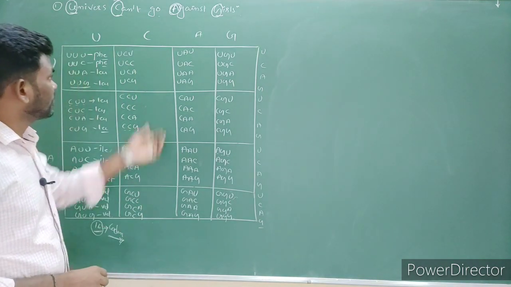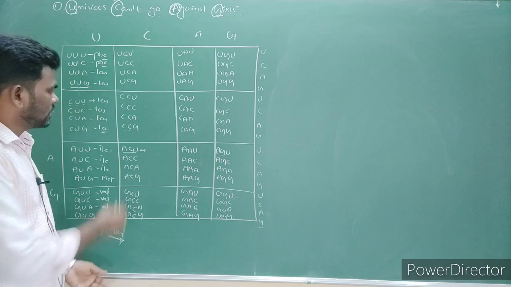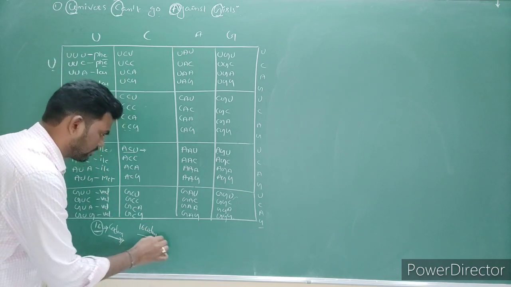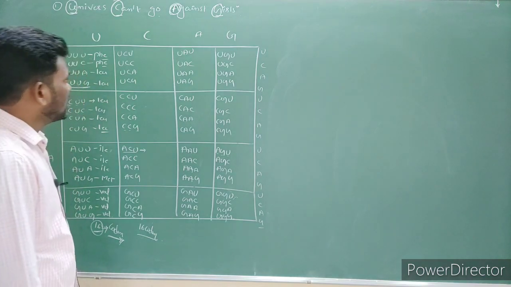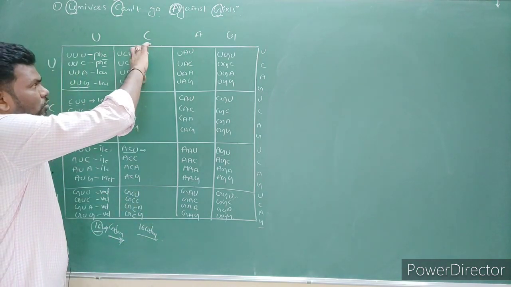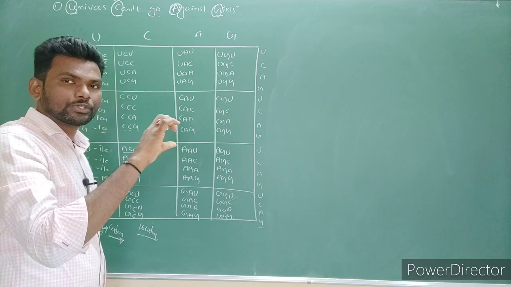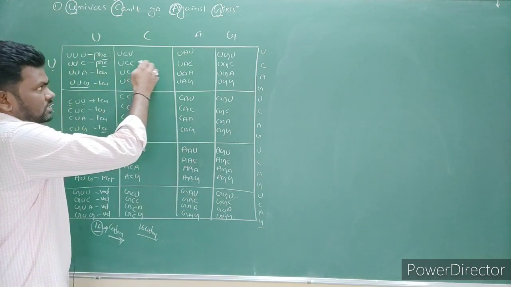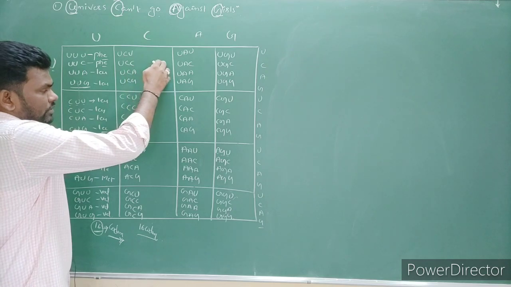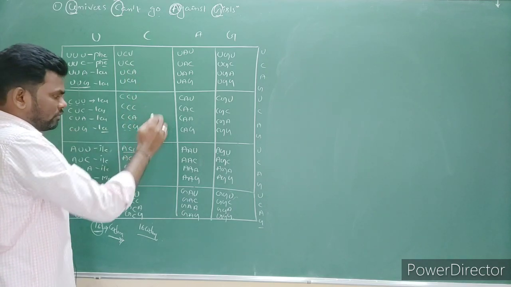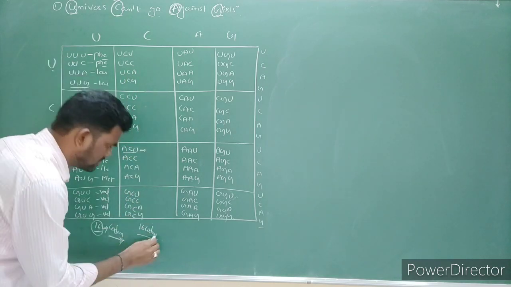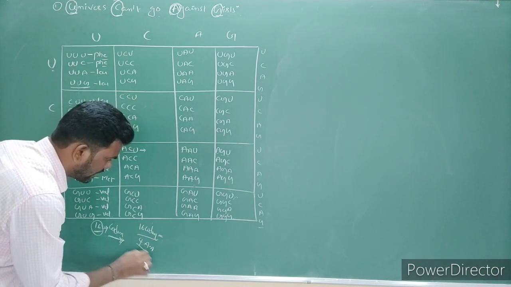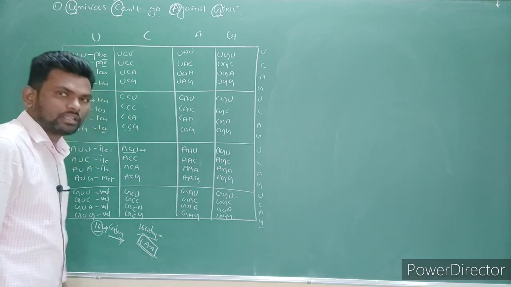Now the second column. As usual, here again 16 codons are there. But here each box contains 4 codons. These 4 codons are going to code for only one amino acid. So here the complete box codes for only one amino acid. It means the 16 codons are going to code for only 4 amino acids.